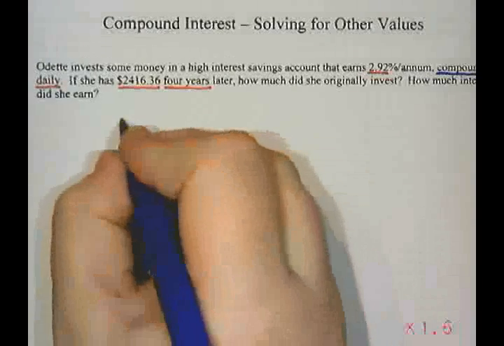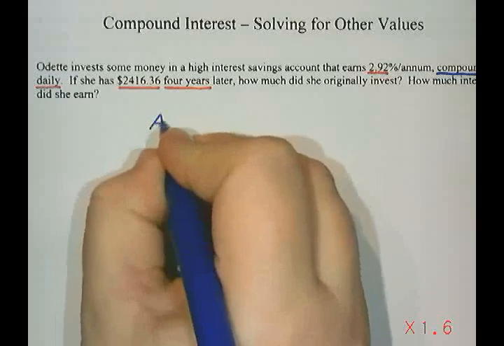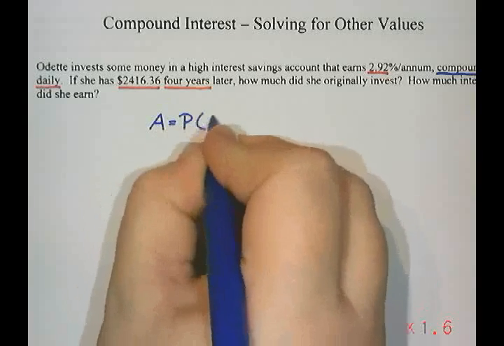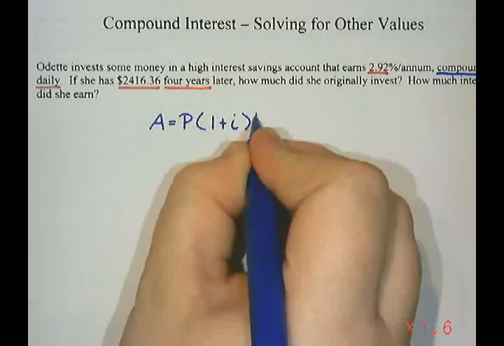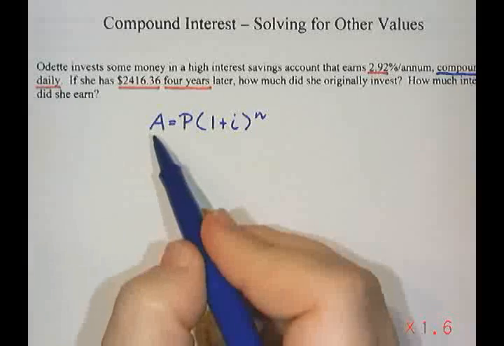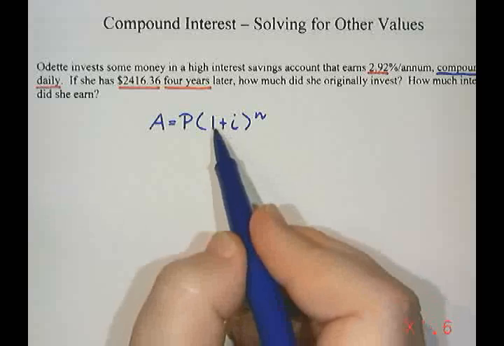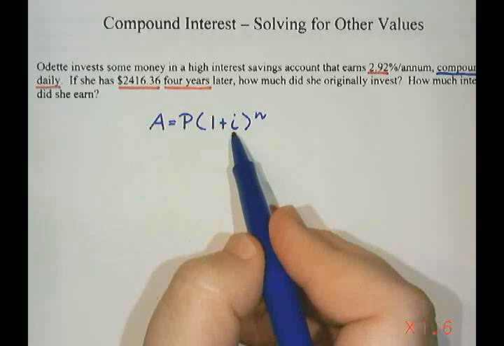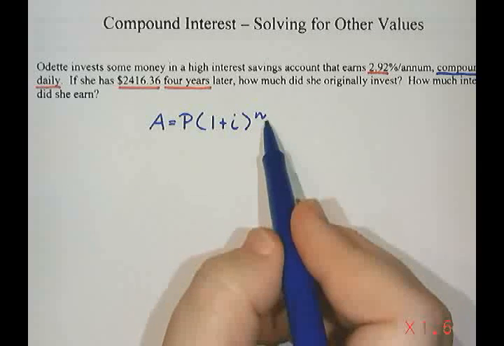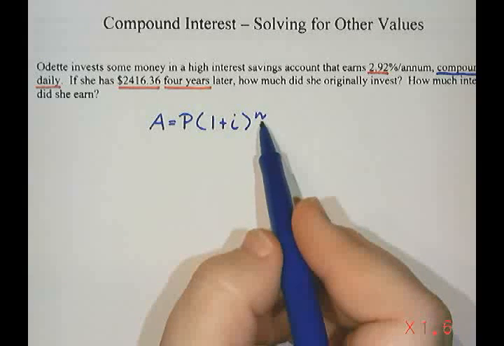Now our compound interest formula is A equals P times 1 plus i to the power of n. A is our final amount. P is our starting amount, otherwise called the principal. That's just a 1. i is the interest rate as a decimal, so we divide it by 100 to make it a decimal. And the n is the number of times that we're earning interest.